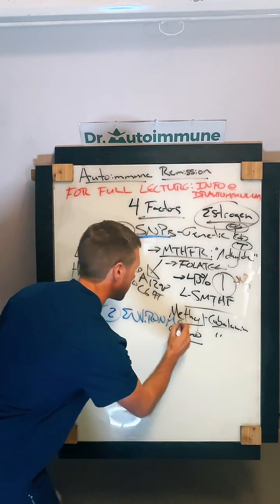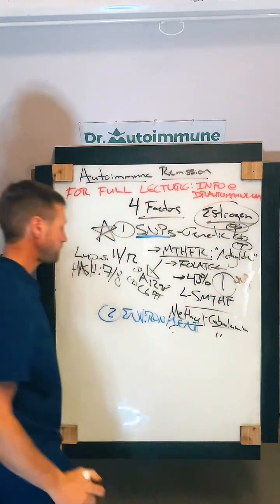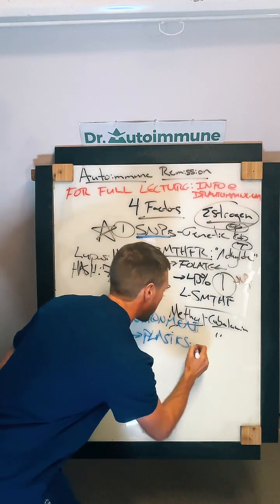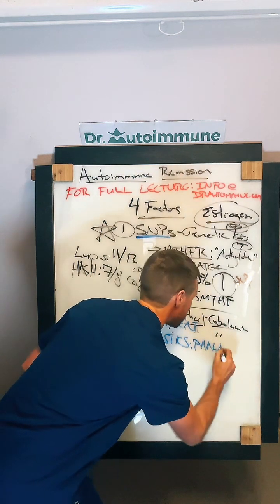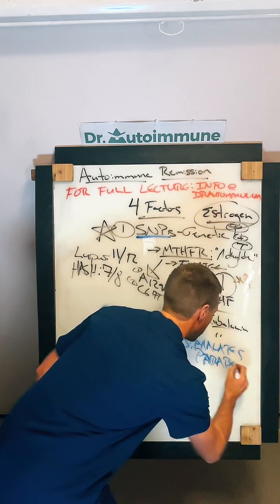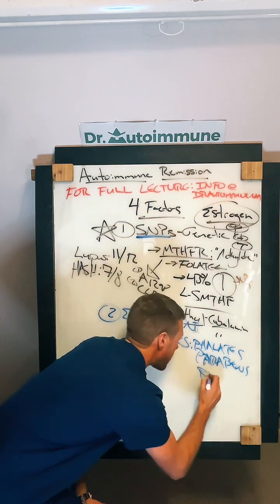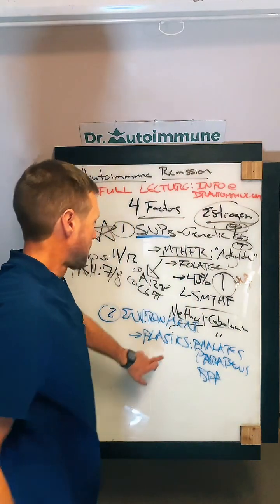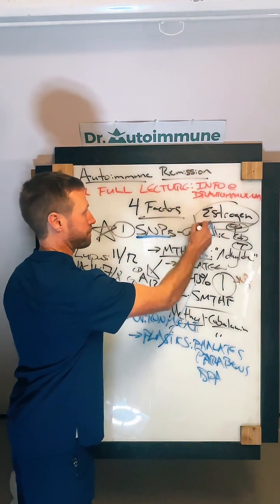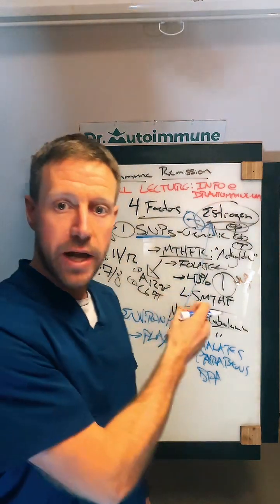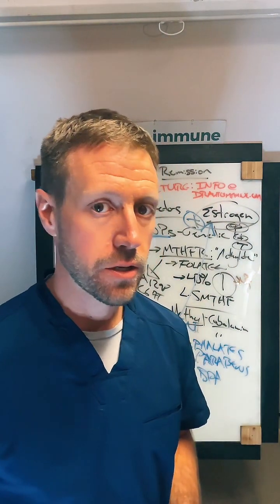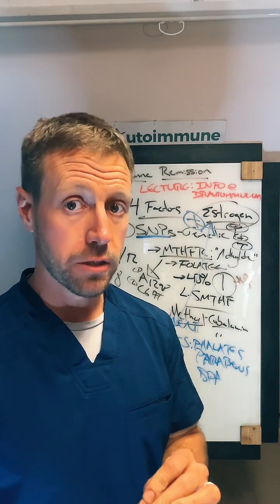So again, when we come to number 2, environment. Okay? Guess what? Plastics. Phthalates, parabens, BPA. Plastics, guess what they do? They upregulate estrogen. Persistent organic pollutants upregulate the production of estrogen.